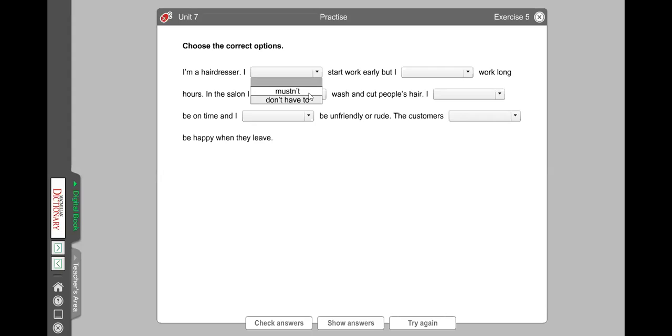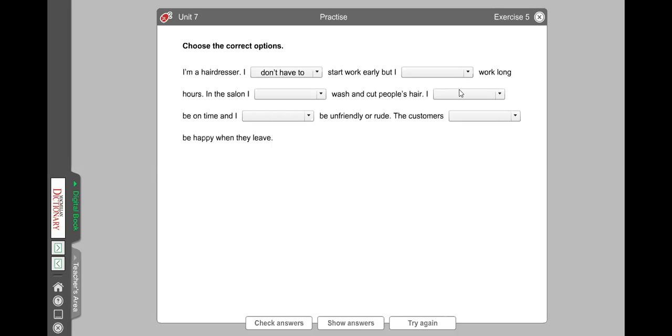Now remember, mustn't is when you say that person is not permitted to do that. But I think a hairdresser has the permission to do it. So it's simply something that is not necessary. It's an option. I don't have to work early. I don't have to start working early. So that's saying it's not an obligation. It's his decision. It's an option.